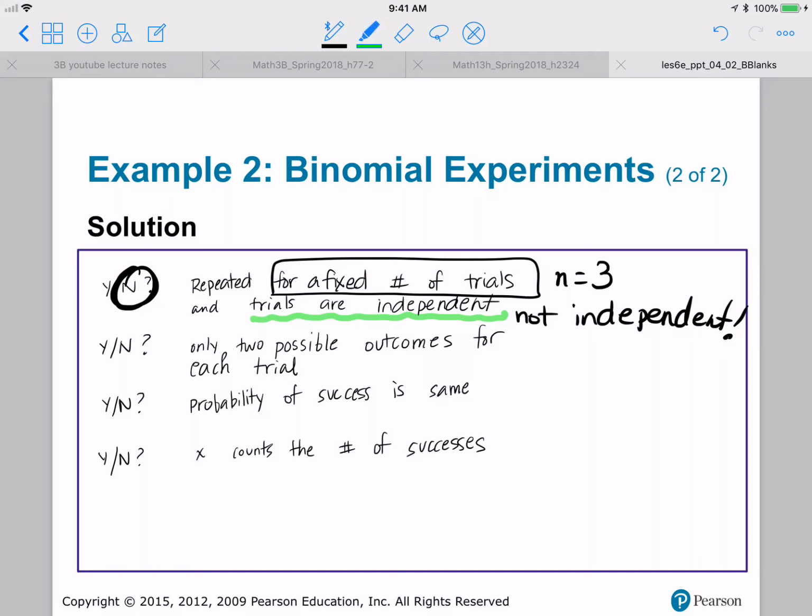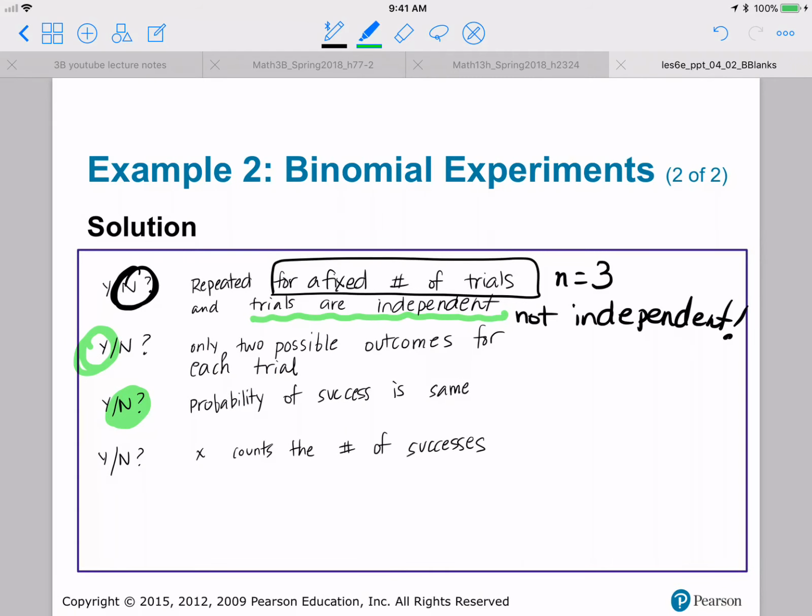Just for kicks, I want to show you the rest. Only 2 possible outcomes for each trial? That's true, because each trial is picking a marble, and when you pick a marble, either it's red or it's not. So success or failure. The probability of success is the same? This is false. As we said before, what happens in one trial is going to impact the probability of picking a red marble in the second and third trials. So the fact that this is not a binomial experiment is shown by 2 of the 4 requirements not being met.